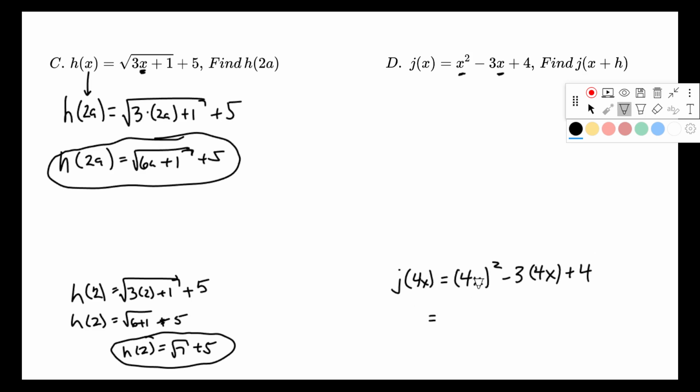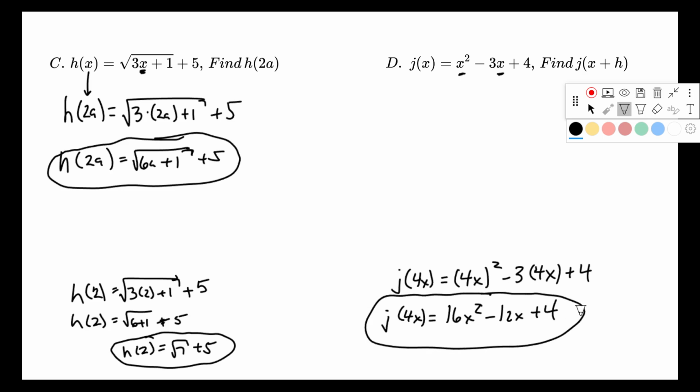So now, 4x squared, 16x squared. Negative 3 times 4x, negative 12x, plus 4. I can't combine any of those. None of these are like. So this is my answer. 16x squared minus 12x plus 4. I'm done. Okay? I can't do any more.